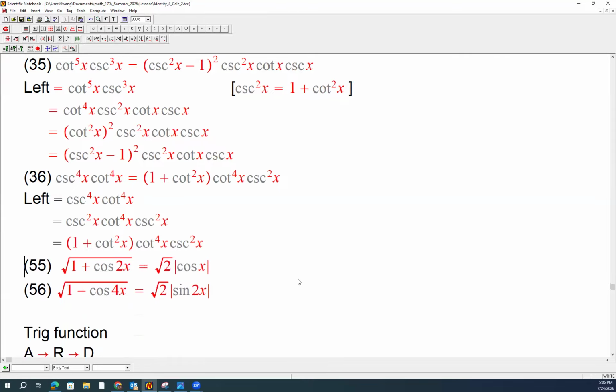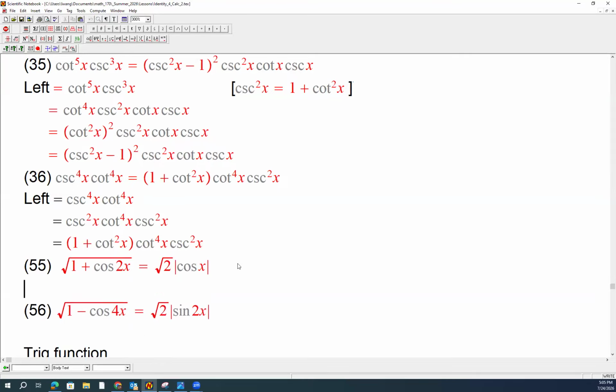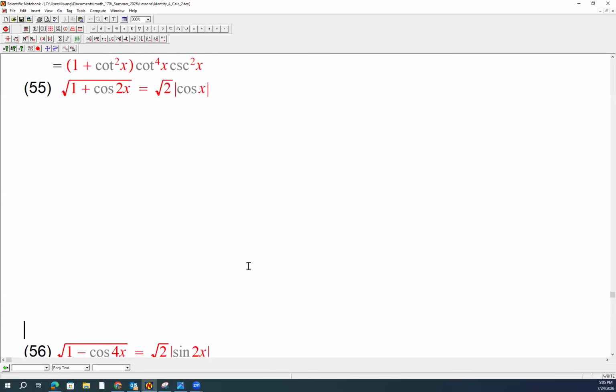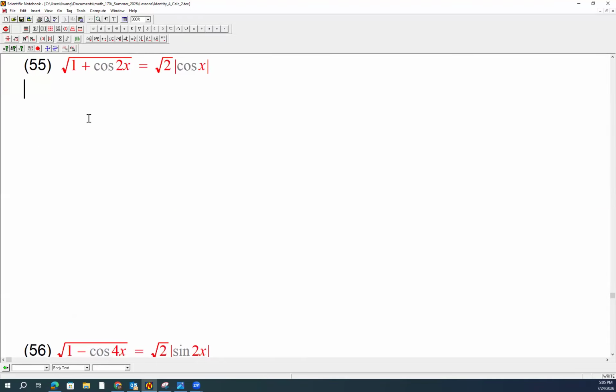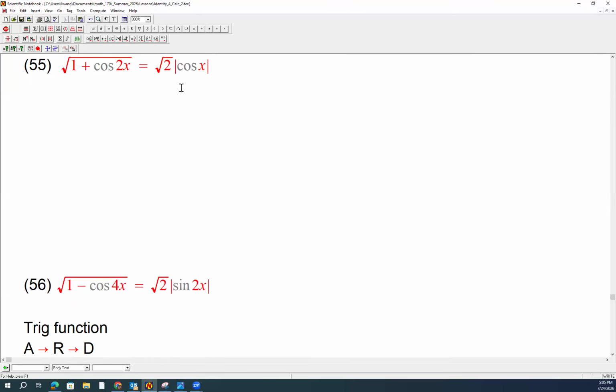Okay, you can see these are calculus ready questions. This process is to get calculus ready. All right, number 55, last two.